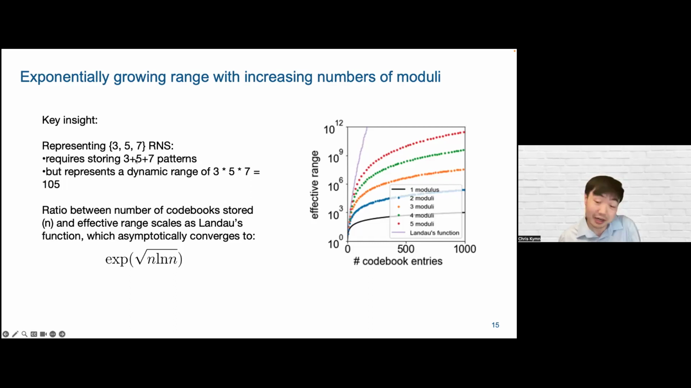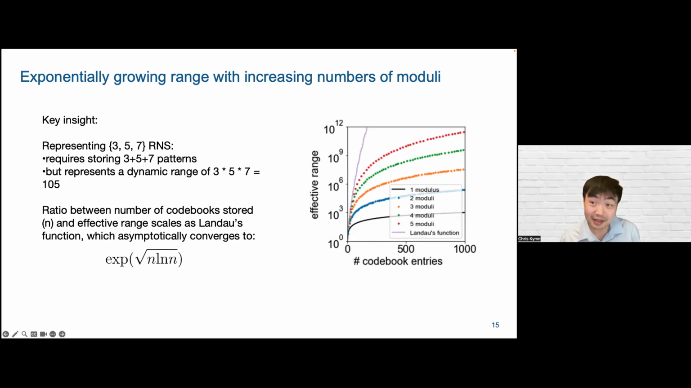In practice, we might not even need that because once we have the seed vector, we know how to generate the others. But let's just take it as a worst case scenario that we have to store all 15 of these particular patterns. Then even though we have this kind of upfront cost, we have a dynamic range of 3 times 5 times 7, which is 105.